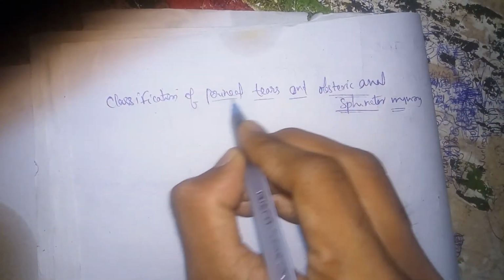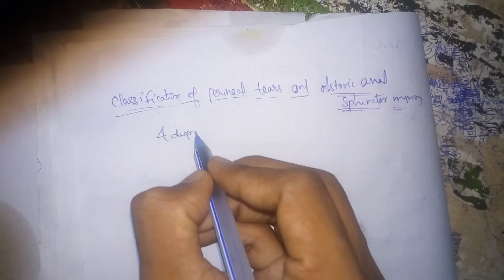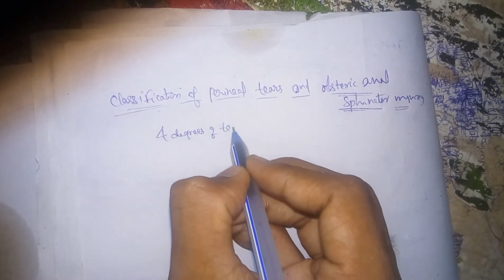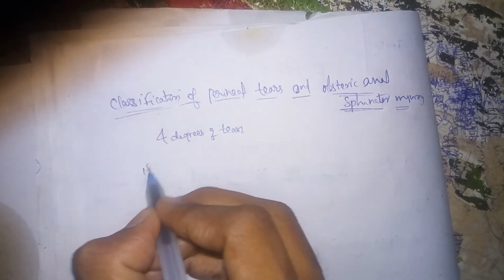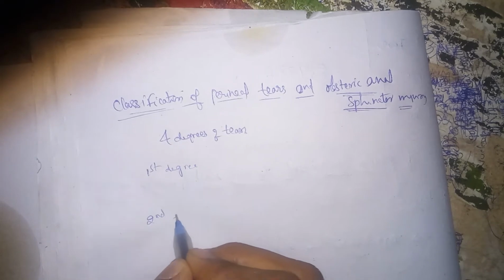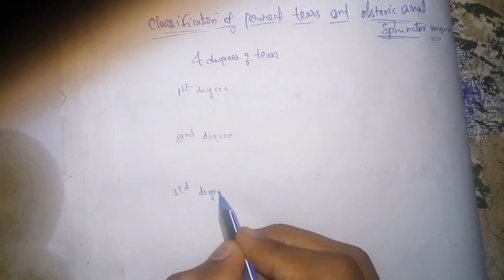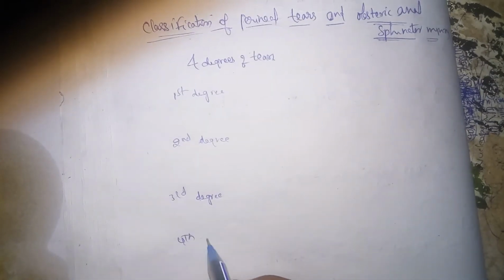Let's discuss the classification of perineal tears and obstetric anal sphincter injury. In this we have 4 degrees of tears: first degree, second degree, third degree, and fourth degree.